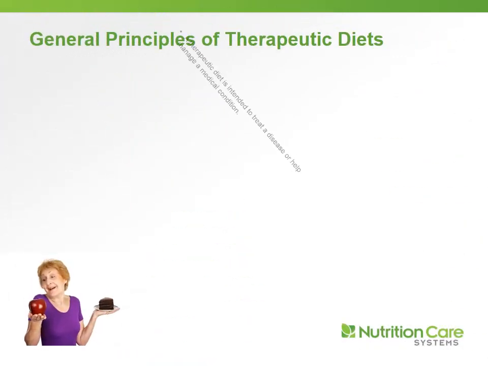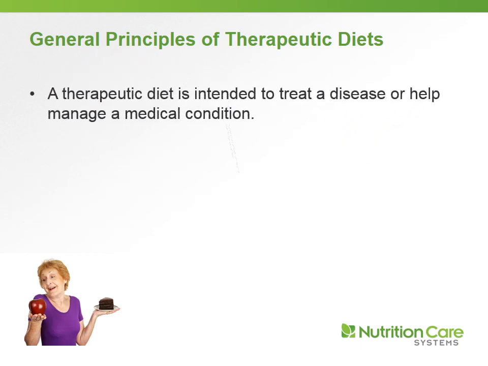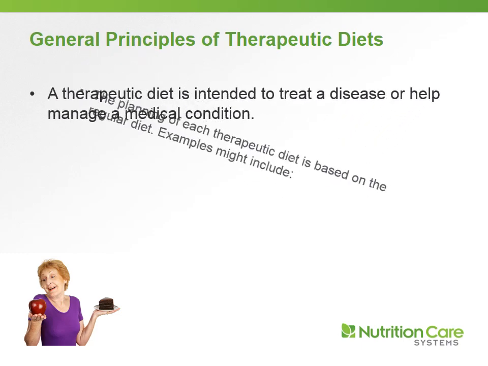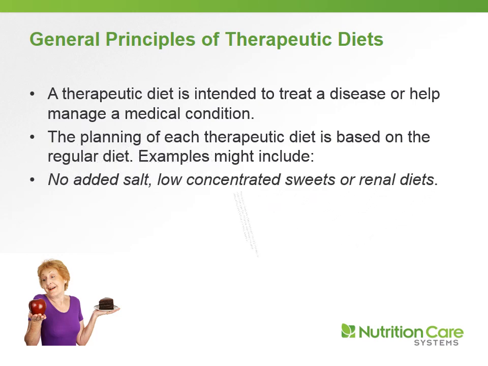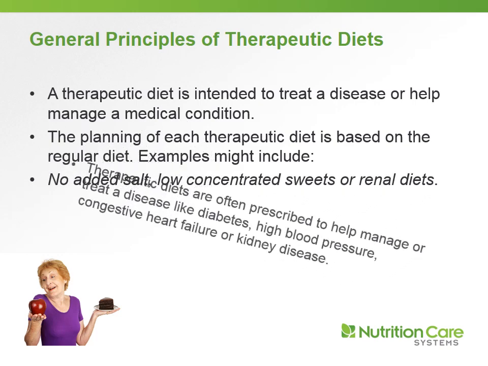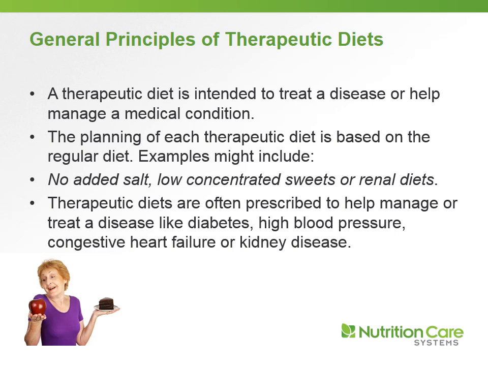Let's start by talking about some general principles of therapeutic diets. In general, a therapeutic diet is intended to treat some type of disease or help a patient or resident manage some type of medical condition. The planning of each therapeutic diet is generally based upon the regular diet. Examples of therapeutic diets might be no added salt, low concentrated sweets, or a renal diet.